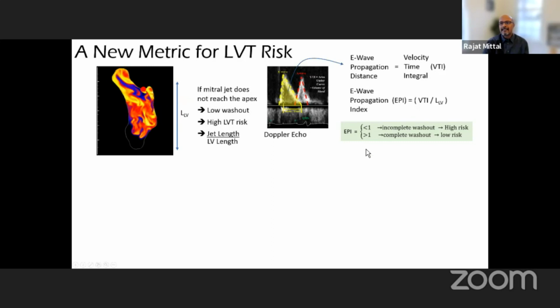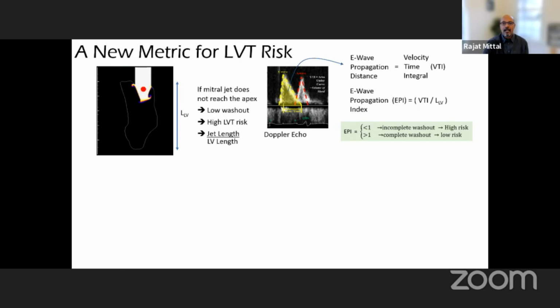If this index is greater than 1, then we have very good washout of the ventricle apex, and the person would be low risk. If the EPI, this E-wave propagation index, is less than 1, then we would have incomplete washout, and we would have high risk of thrombus formation. So that is kind of the result from the simulations and our analysis.